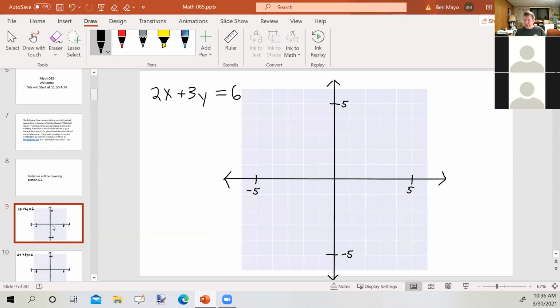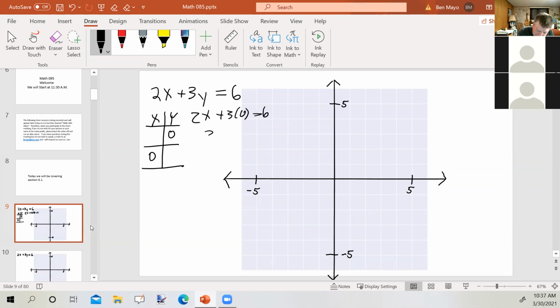graphing a linear equation. If you have a linear equation such as 2x plus 3y equals 6, one of the ways we can graph this is to find several ordered pairs. So I'm going to make a table, and I'm going to find the x-intercept and the y-intercept. To find the x-intercept, I would set y equal to 0. That would give me 2x plus 3 times 0 equals 6, or 2x equals 6, or x equals 3.